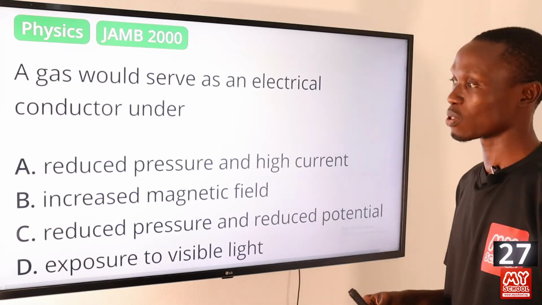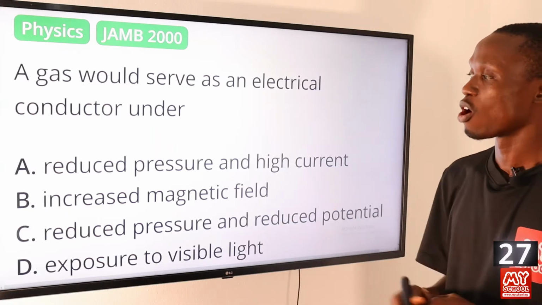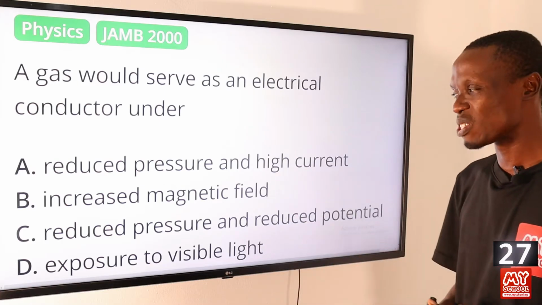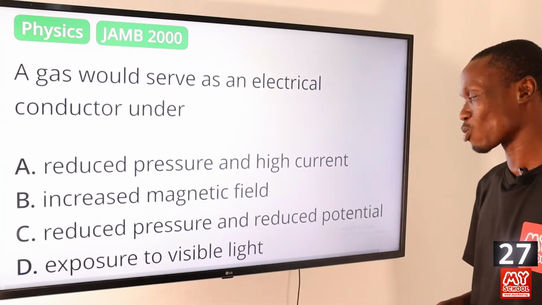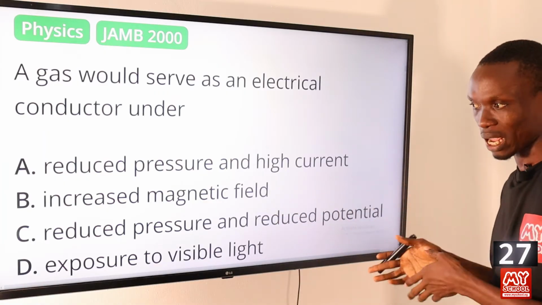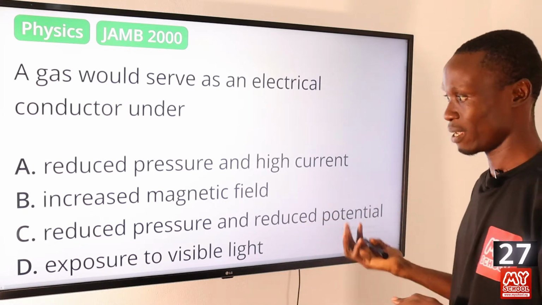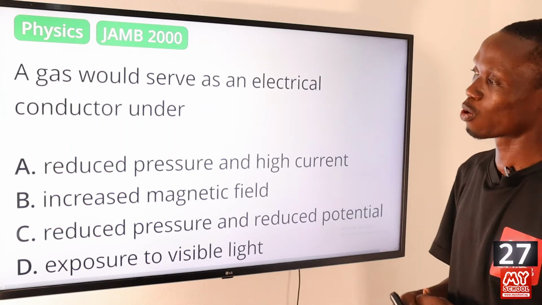So let's go through the options and see the one that is closest or that agrees with our explanation. A, we have reduced pressure and high current. B, we have increased magnetic field, which is not close to our explanation. C, reduced pressure and reduced potential, which is close, but here they use the word reduced instead of high. Then D, we have exposure to visible light, which is not even close to the answer.